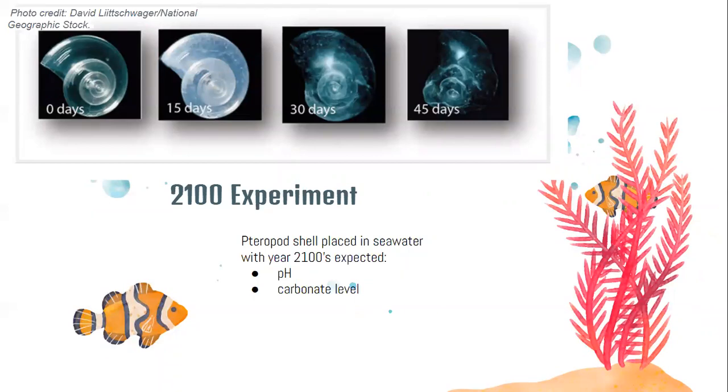Now, there was an experiment conducted that I call the 2100 experiment because what scientists have done is they've prepared a sample of ocean water that has the pH level and the carbonate level of what we expect ocean water to be like in 2100 if things continue down this path. And so they put a pteropod shell in this water, and you'll notice just after 45 days that shell is basically completely dissolved in a way that it couldn't sustain its life within it.